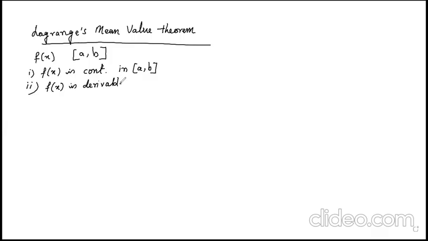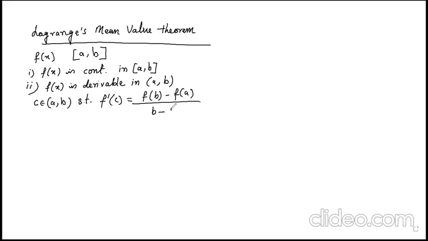Am I audible to all of you clearly? Yes ma'am. Derivable in the open interval (a, b), right? Then there exists a point c belongs to the interval (a, b) such that f dash c equals f of b minus f of a divided by b minus a. So this is all about the basic statement of Lagrange's mean value theorem.